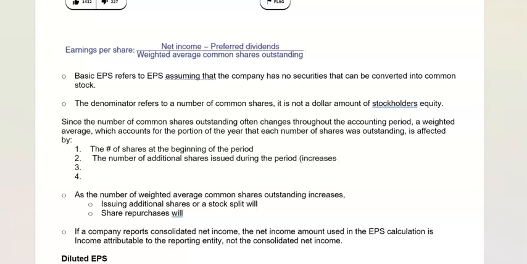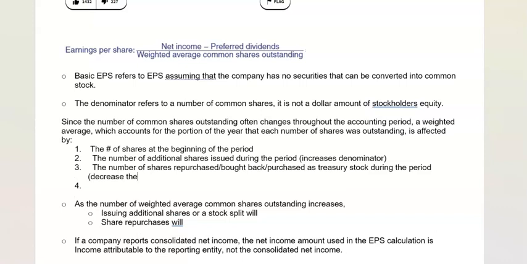This is going to increase the weighted average shares outstanding, or I'll call this the denominator. If the number of shares issued increases the denominator, what would decrease the denominator is if shares were purchased back, bought back from investors. So the number of shares repurchased, bought back, or purchased as treasury stock. These are all terms meaning the same thing during the period. This would, of course, decrease the denominator.